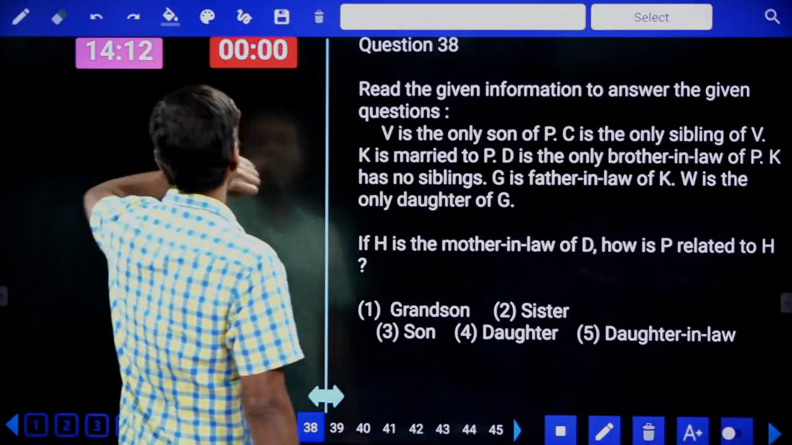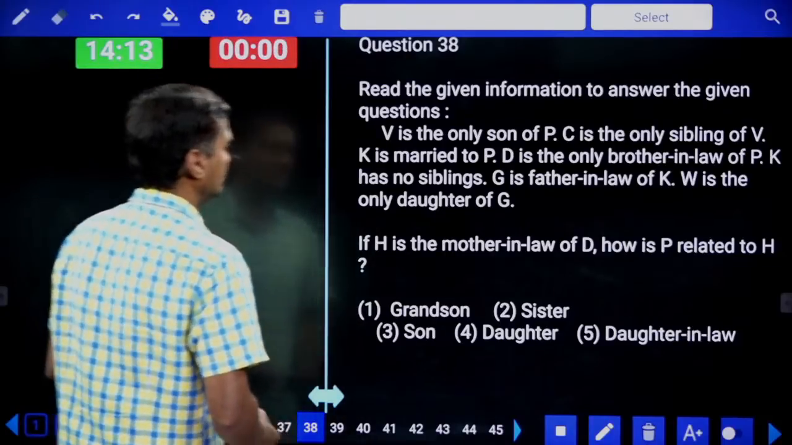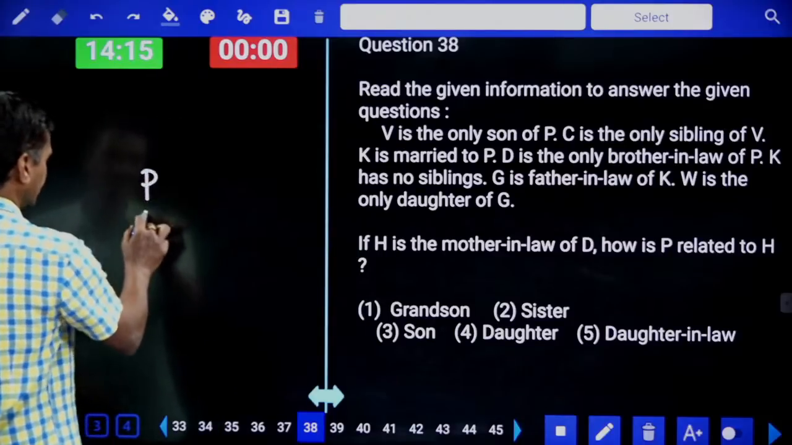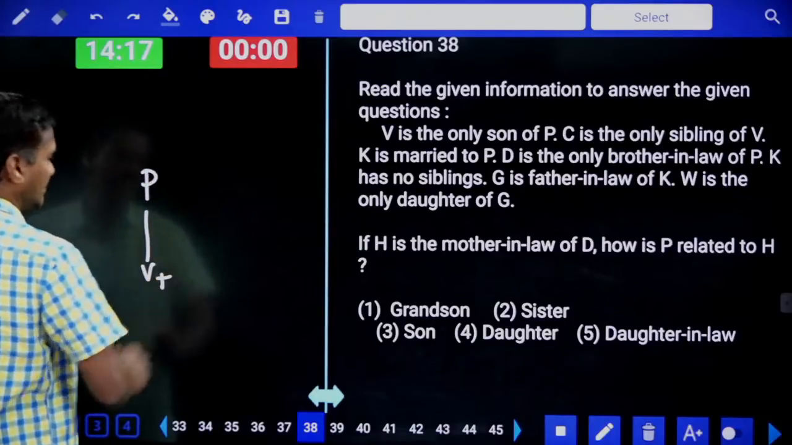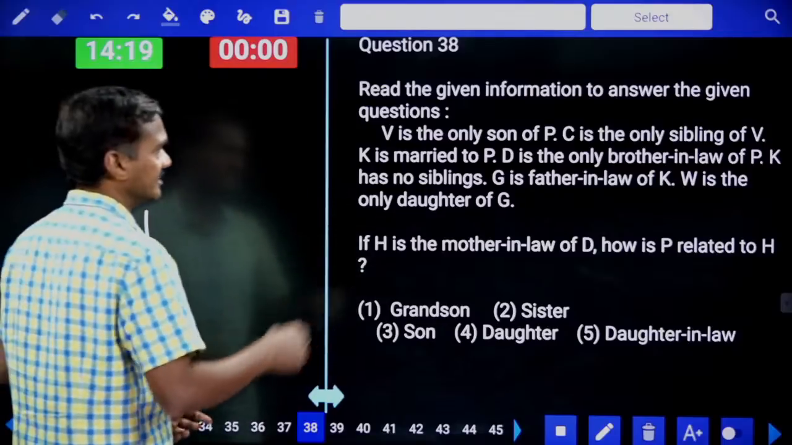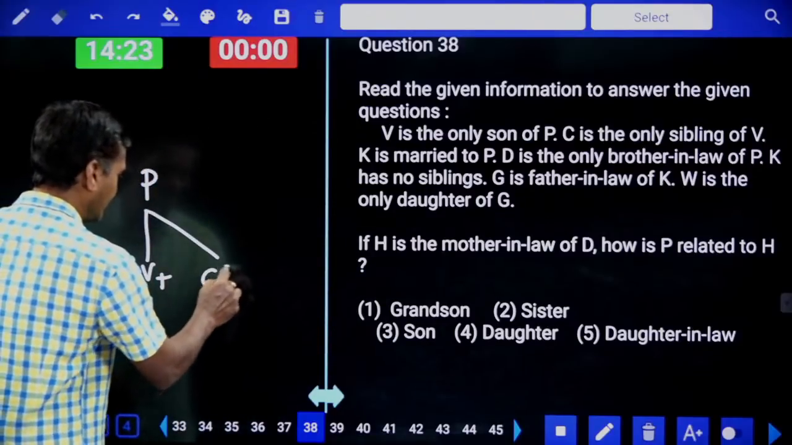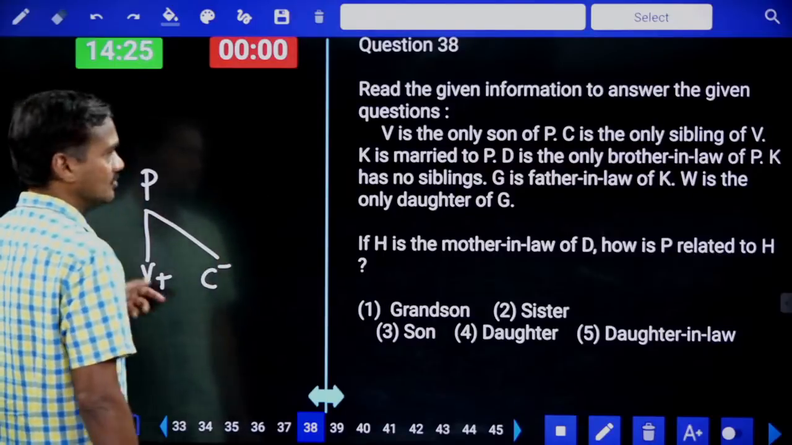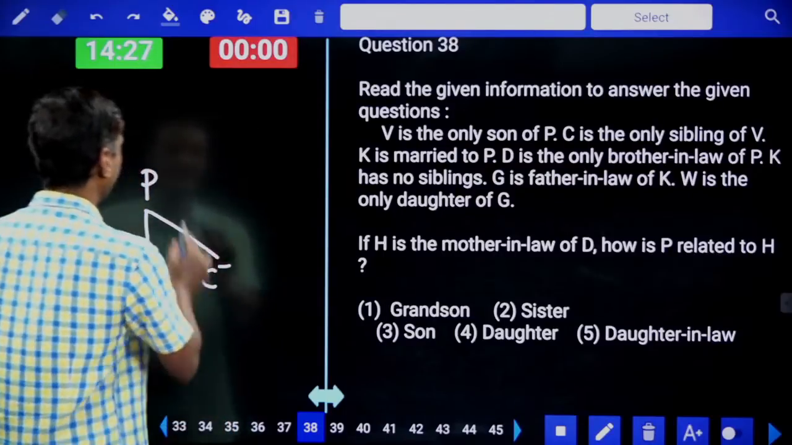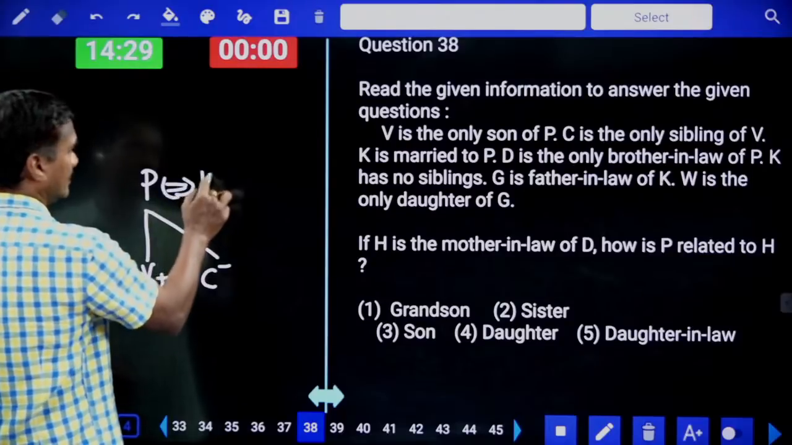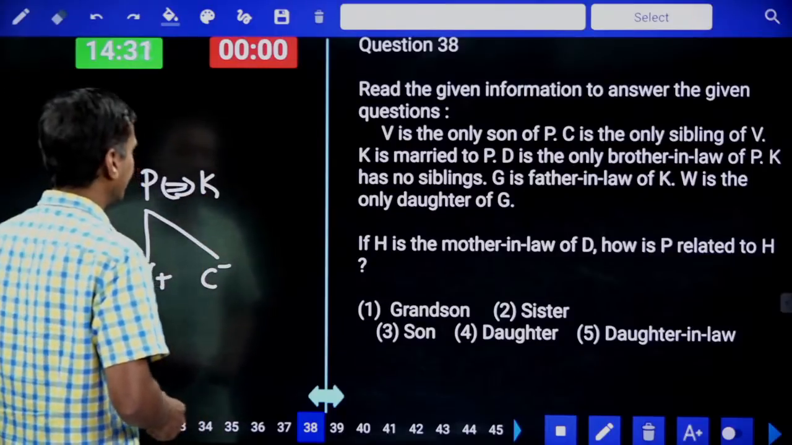Now in this, what is the information we have? V is the only son of P. Now P is here, and this V is the only son. Daughters could be any number, but the son is only one. C is the only sibling of V. As C is the only sibling of V, this C must be a female because V is the only son. And next, K is married to P. P and K are a married couple. And D is the only brother-in-law of P.